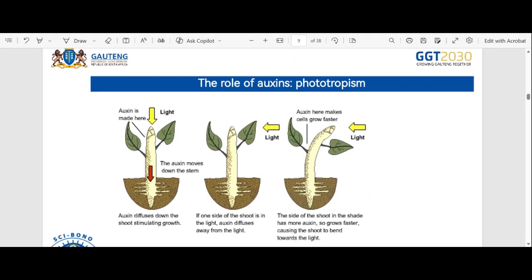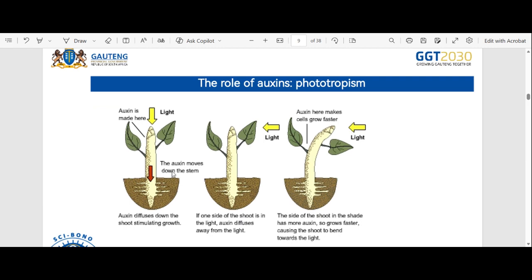Okay, now let's go to phototropism. So what is phototropism? It's when a plant grows towards light or is responding to a light stimulus, right?